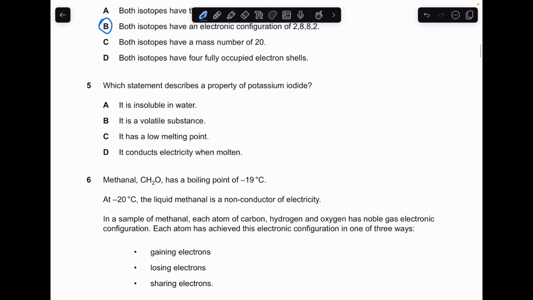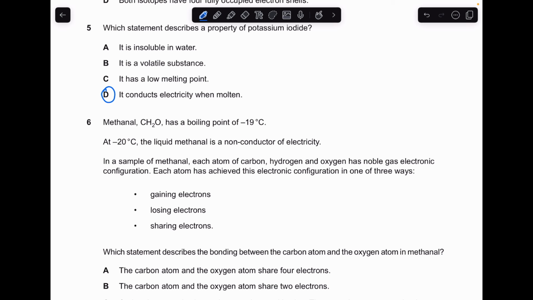Question number 5. Which statement describes a property of potassium iodide? Potassium iodide is an ionic compound, which means it will conduct electricity when molten. So the answer is D.